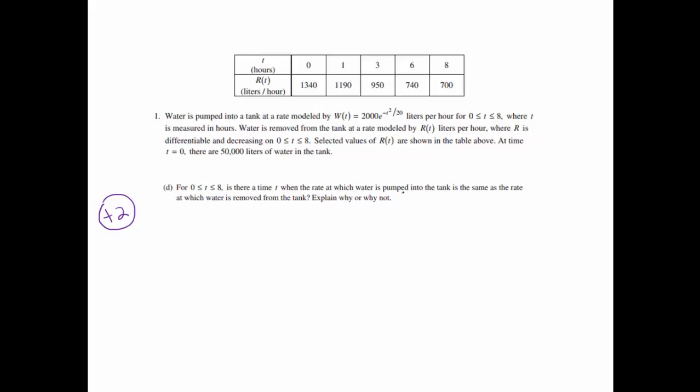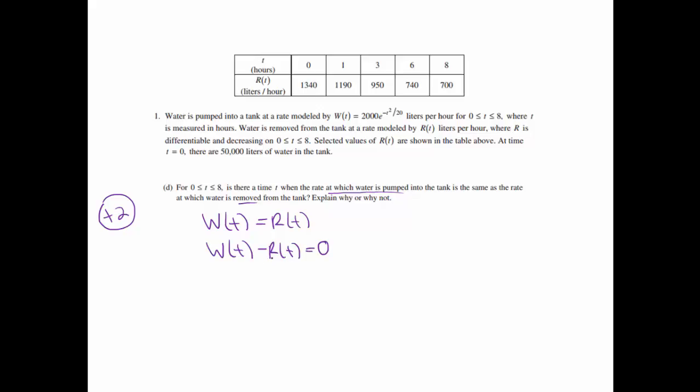So the rate at which water is being pumped into the tank is W of T. And the rate at which water is being removed from the tank was R of T. We just need to figure out, is there a time where those two rates are the same? And we can't tell for sure. The one thing that I'd have a hard time doing, since there's not a formula for this one, is specifically set the two equations equal to each other. So one thing that's usually nice to do, if we're trying to set two things equal to each other, is just subtract R of T from both sides. Is there a time when this answer would ever equal 0?